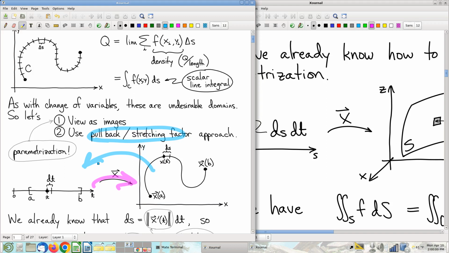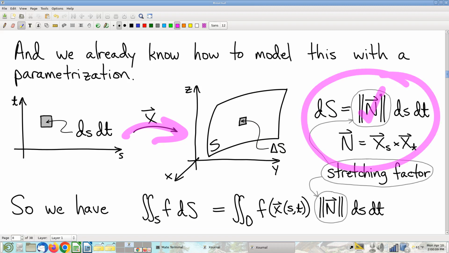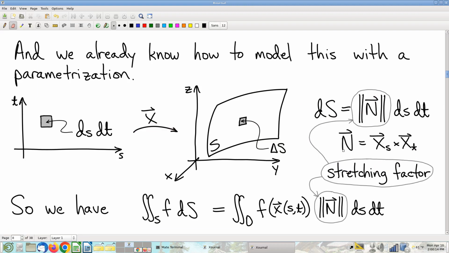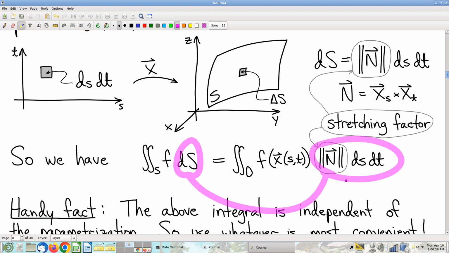So this is again a very familiar situation that we're looking at. All of this setup work concerning this parameterization is done. The stretching factor, right? Already computed. How convenient, right? And so all we have to do is just write down what we effectively already know. If you're doing a scalar surface integral, well, dS is stretching factor times ds dt. And we're in business. This is the pullback integral in the parameter space domain, ds dt. Okay. Everybody okay with that?